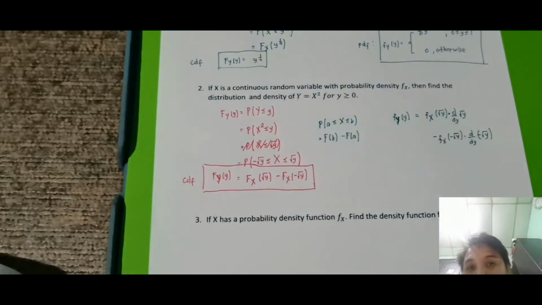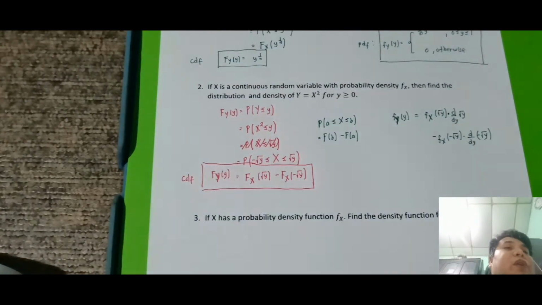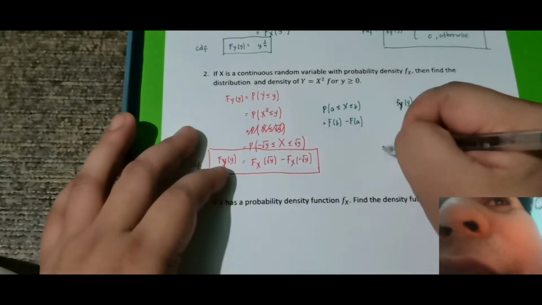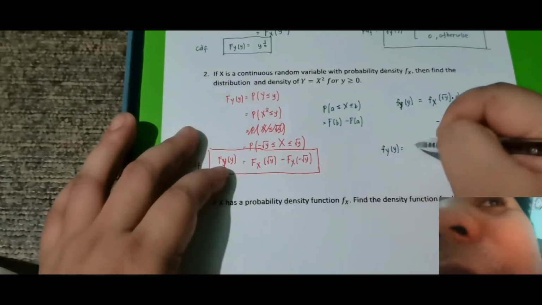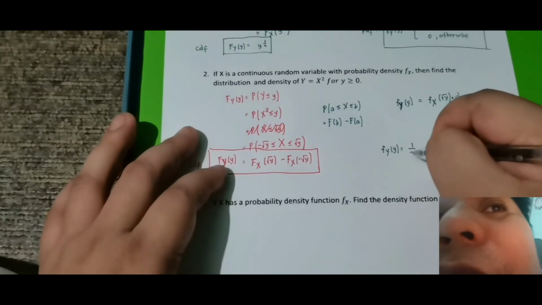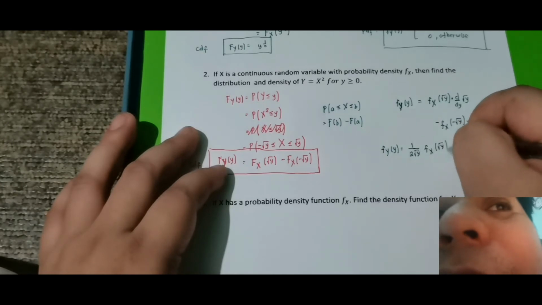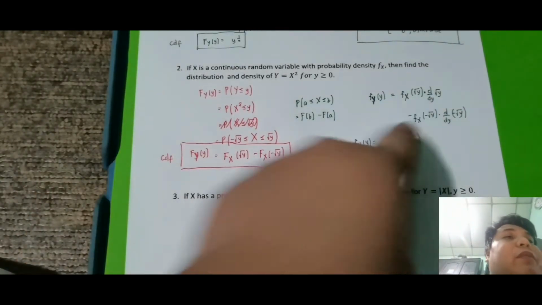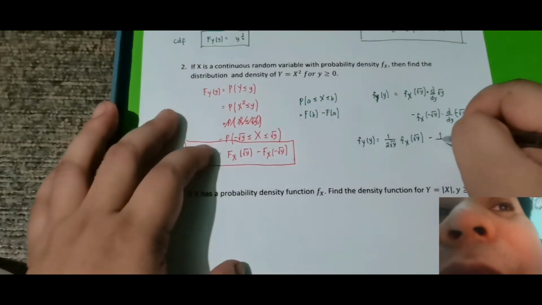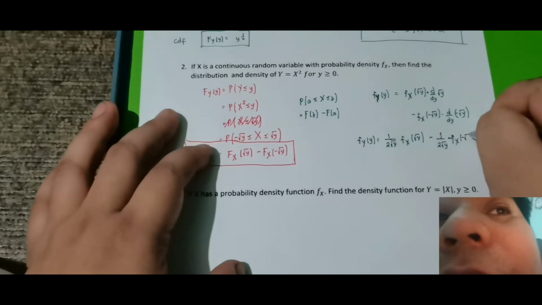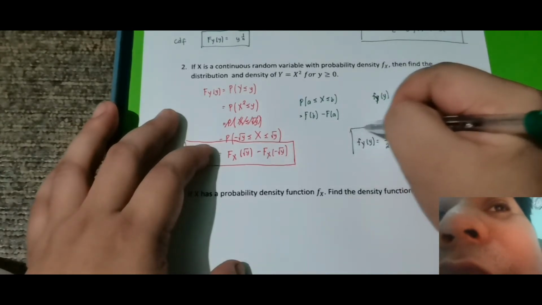Okay, so ang obvious na ang sagot is just simply, ang derivative ng square root of y is 1 over 2 square root of y. Okay, then dito is negative 1 over 2 square root of y. So this is just simply equal sa f sub y of y is equal sa 1 over 2 square root of y tas f sub x of square root of y. Okay, so saan ko nakuha to? Sa derivative nun. Minus 1 over 2 square root of y multiplied by f sub x of negative square root of y. Okay, so therefore, ito na yung kanyang density function.